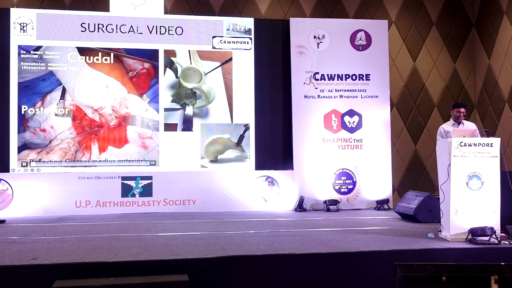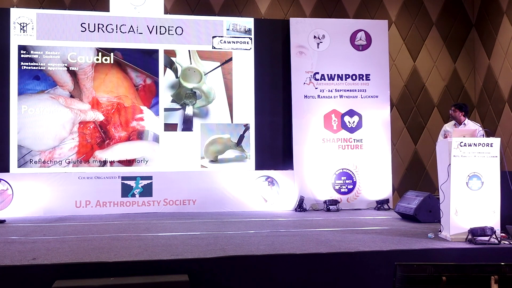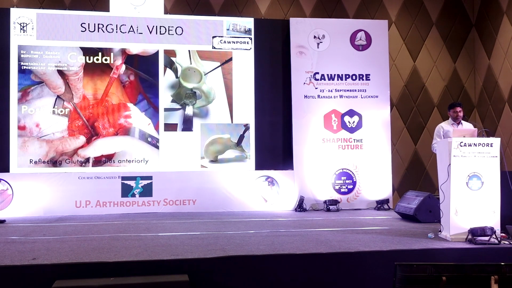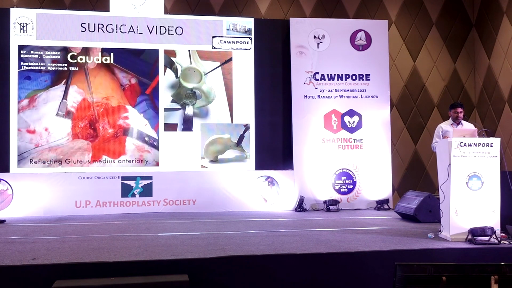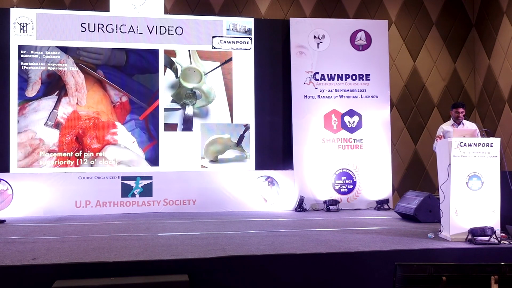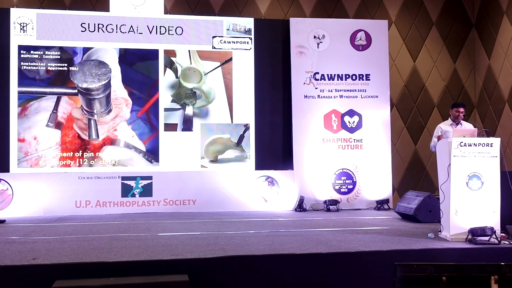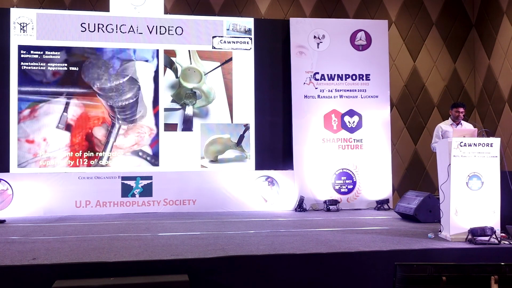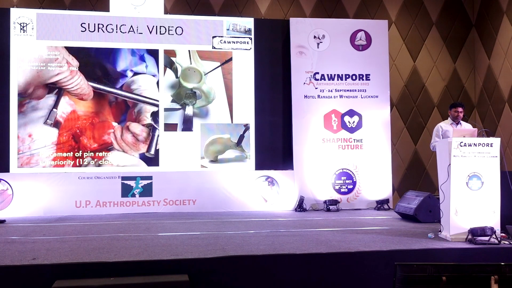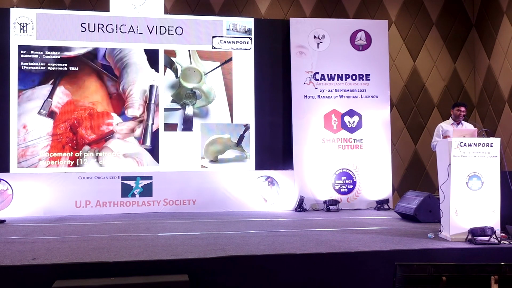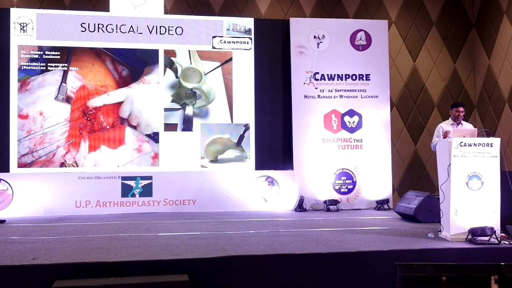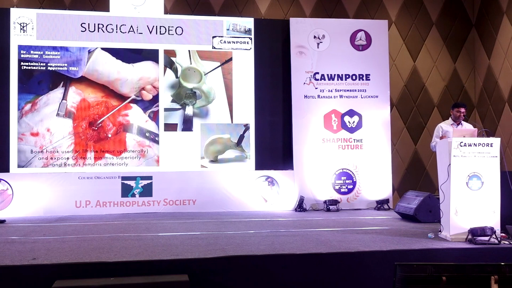So once I reflect the gluteus medius anteriorly, I take a Hohmann retractor, retract the gluteus medius and minimus anteriorly, and put a pin retractor over there. Now comes the exposure of the anterior capsule and the other soft tissues present supero-anteriorly and anteriorly.